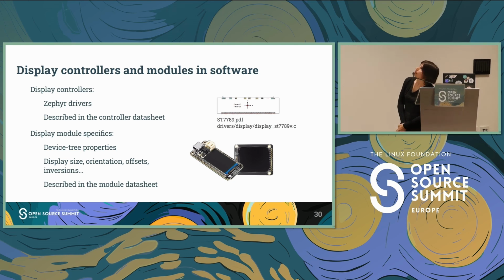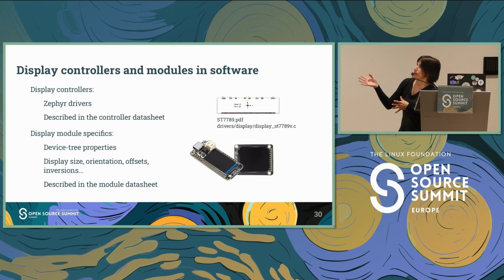So in Zephyr, the drivers will actually refer to the controllers only, which is described in the controller datasheet. And if you're looking for your module specifics, like the size and the offsets and the orientations, you will find them in the device tree properties, and they will correspond to what's described in your module datasheet. That's different from your controller datasheet. The module datasheet will mostly have only those information, mechanical informations, and a reference to the controller the module uses.